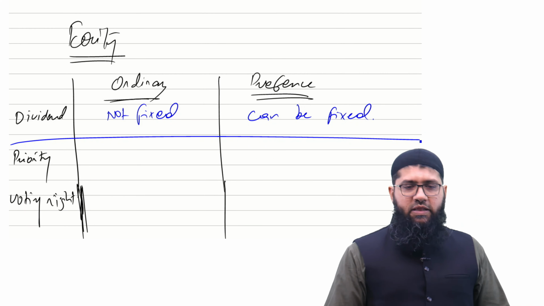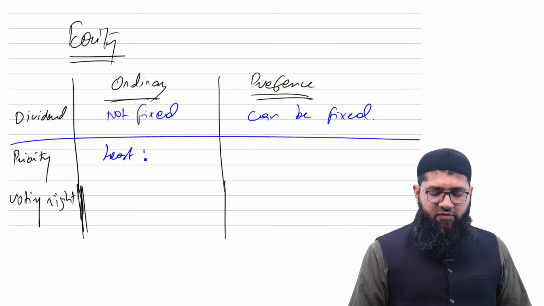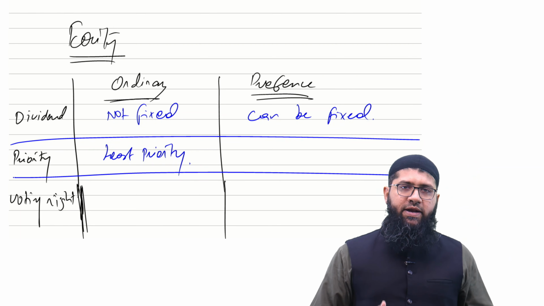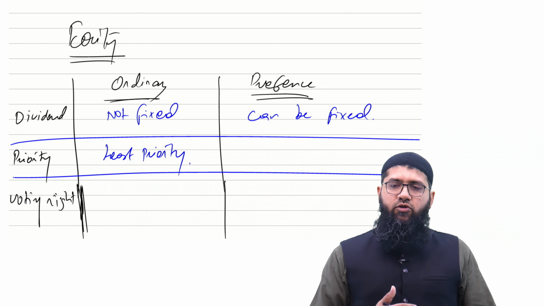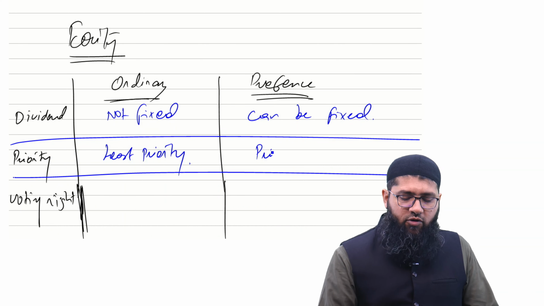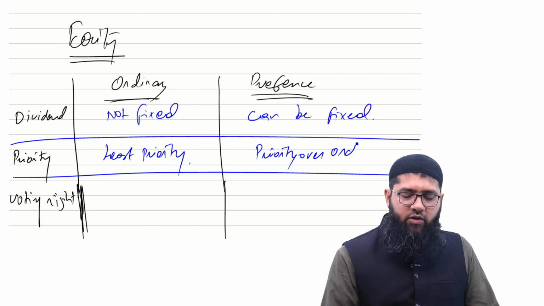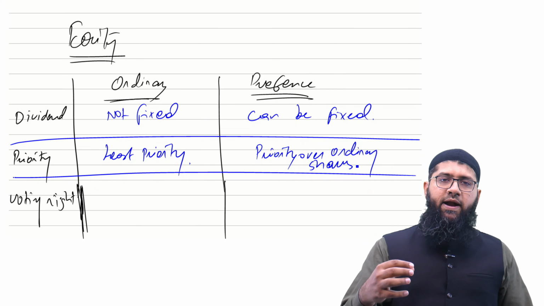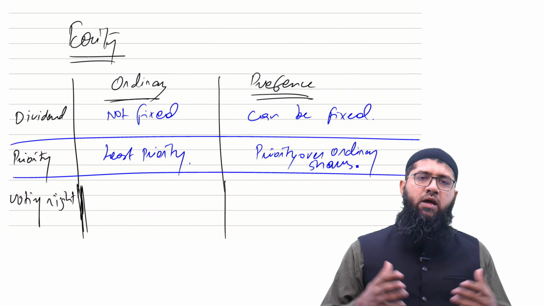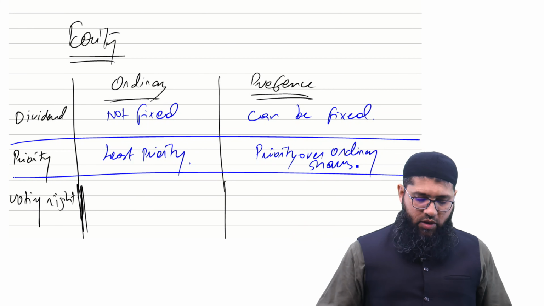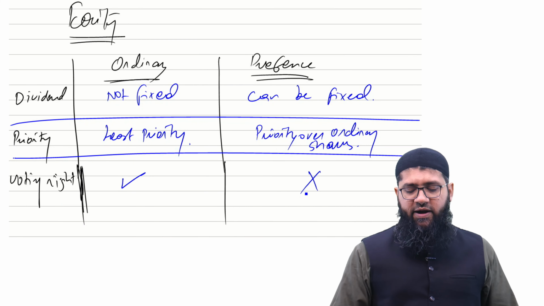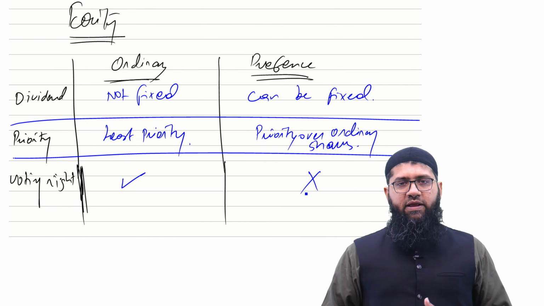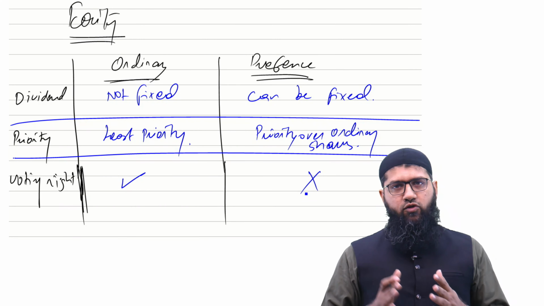Similarly, when I talk about the priority, the ordinary shareholders are the least priority in the case the company gets liquidated or bankrupt. Preference shareholders have got priority over ordinary shares with respect to every distribution, whether that be the dividend or the distribution upon liquidation. The last thing is that voting rights are there for ordinary shares, but not for the preference shares. So the company can go for raising equity finance using ordinary shares, or through preference shares.